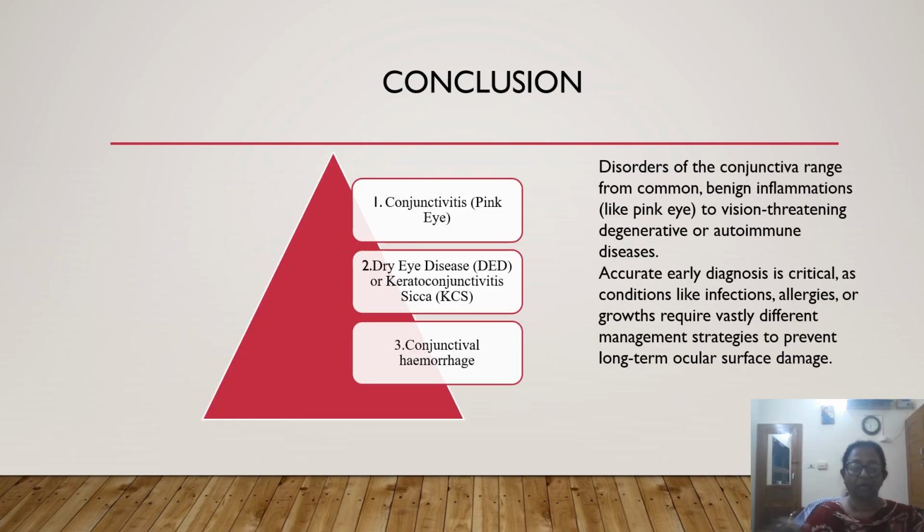So, concluding, we have seen the diseases of the conjunctiva, disorders of the conjunctiva, ranging from common benign inflammations like pink eye to vision-threatening degenerative or autoimmune disease. Accurate early diagnosis is critical, as conditions like infections, allergies or growths require vastly different management strategies to prevent long-term ocular surface damage. So we have seen three disorders of the conjunctiva. First was conjunctivitis or pink eye. Second was dry eye disease or keratoconjunctivitis sicca, KCS. And third was conjunctival hemorrhage.